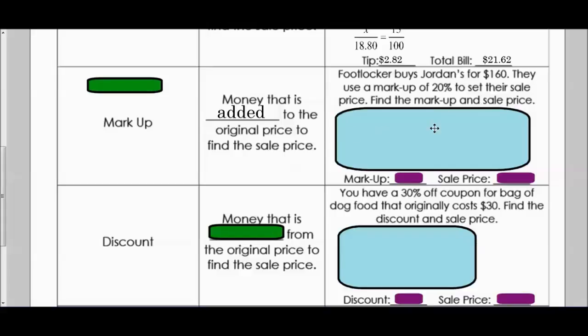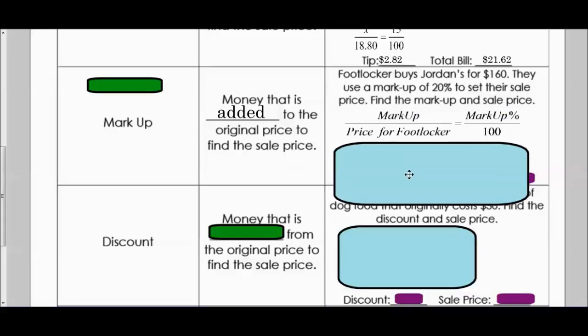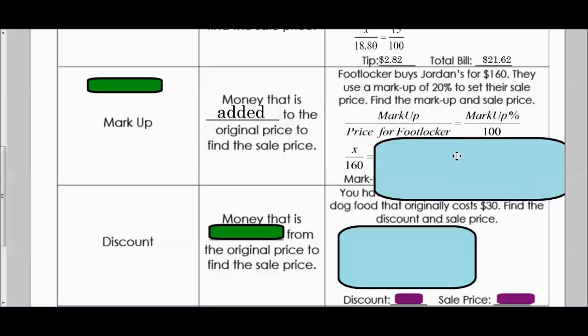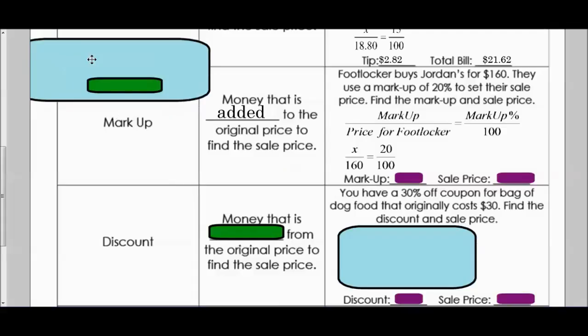Our proportion is very similar. Again, we're given a percent. We're going to put that part over 100. The markup percent over 100. And that's going to help us find the markup compared to the price for Foot Locker. That's the $160. So we're going to try to find the markup that matches up with this 20% out of the total, which is the price for Foot Locker.